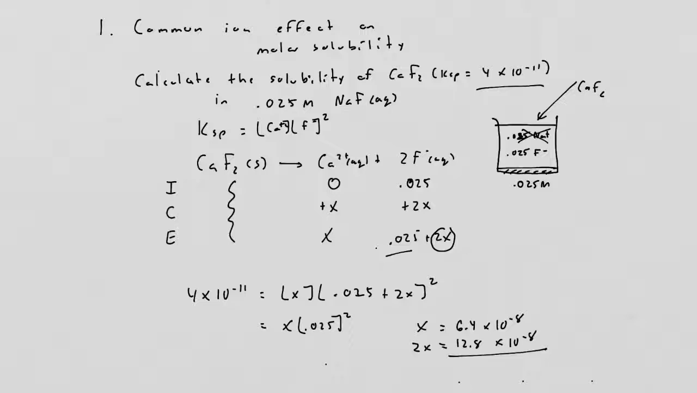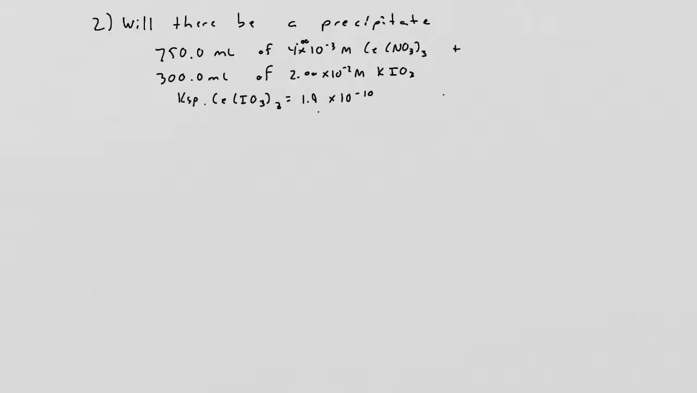Now, this X is the molar solubility, molarity, moles per liter. That would be the number of moles of this substance, calcium fluoride, that would dissolve in a liter of solution. And we could also use that for a smaller volume of solution. Let's say it was 500 milliliters, we'd have half that number of moles. All right, another type of problem we'd have to do here would be to predict whether a precipitate will occur.